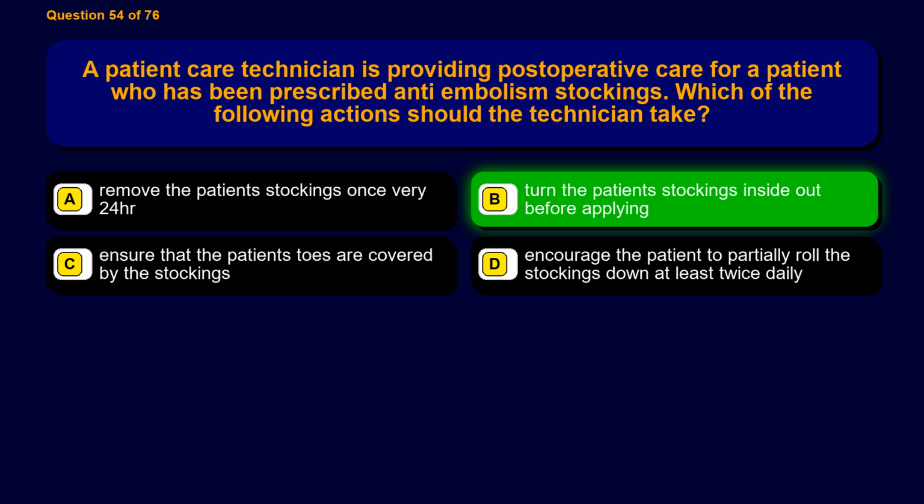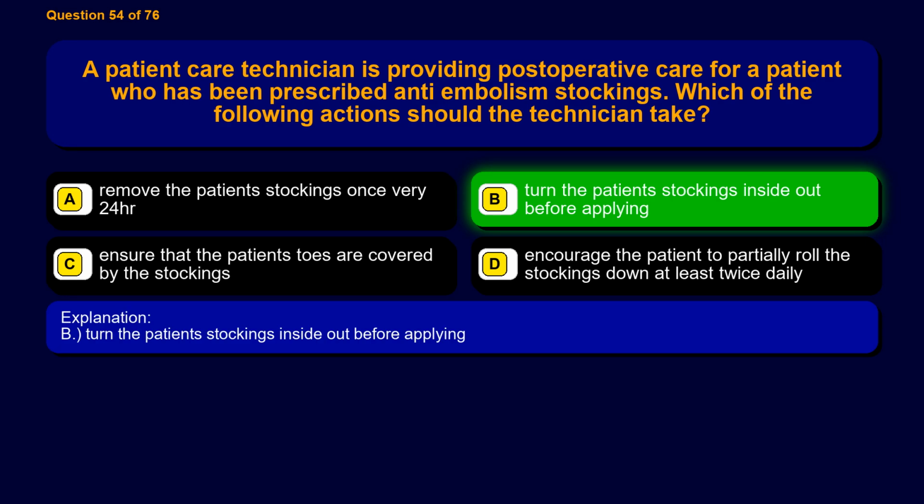The correct answer is option B, turn the patient's stockings inside out before applying.